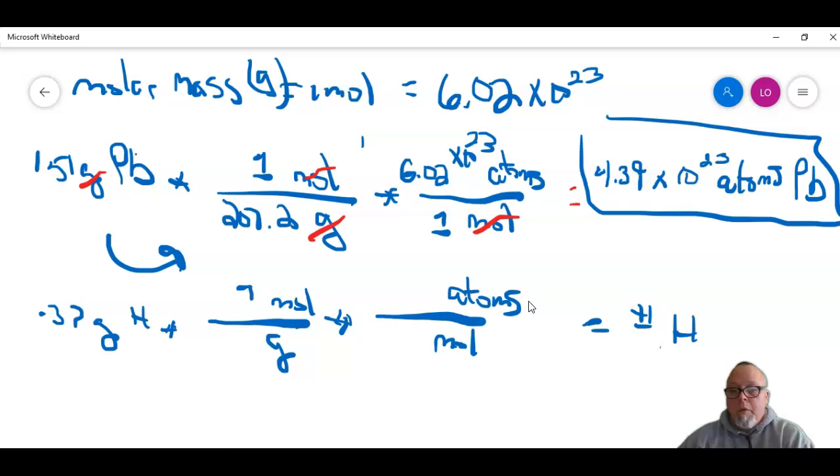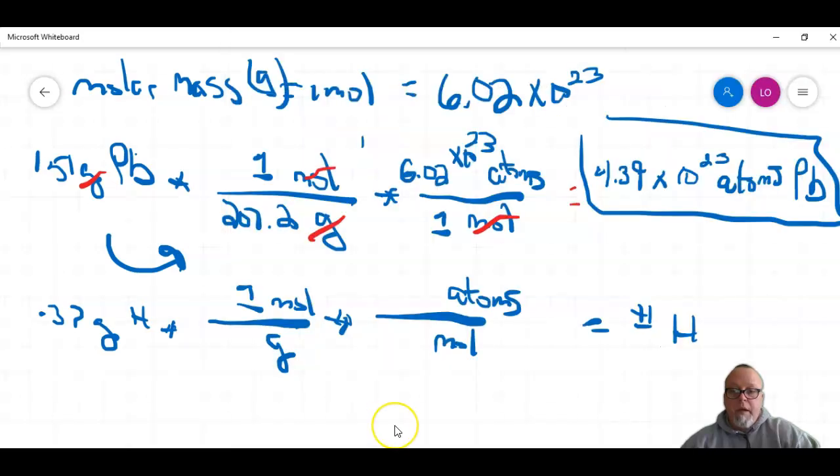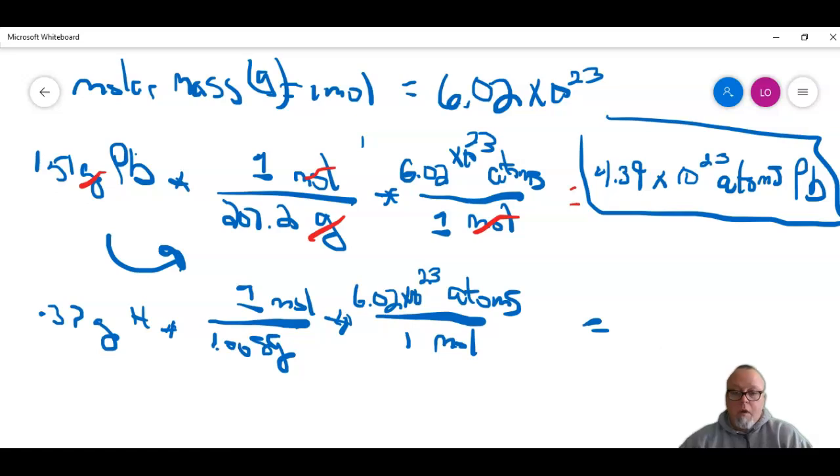So 1 mole has how many grams of hydrogen? We look here, it's 1.008. And then 1 mole has how many atoms? 6.02 times 10 to the 23rd. So again, if we erase this out, we can see that it's 0.37.